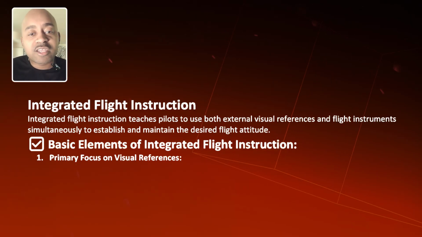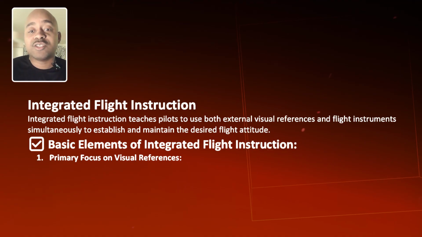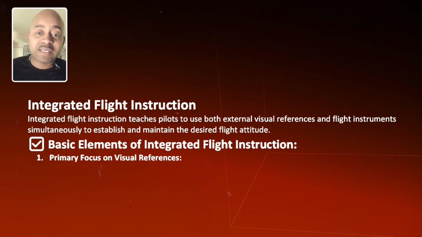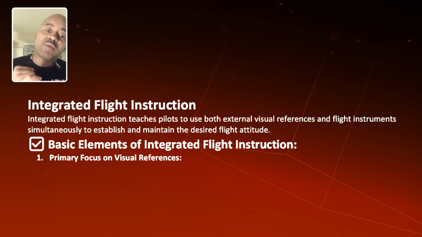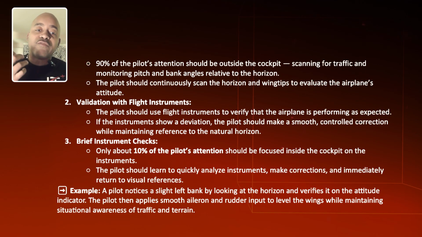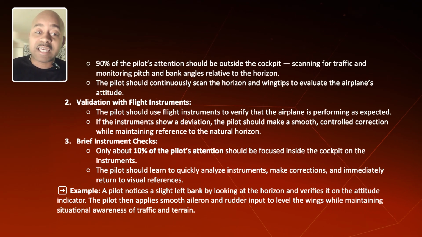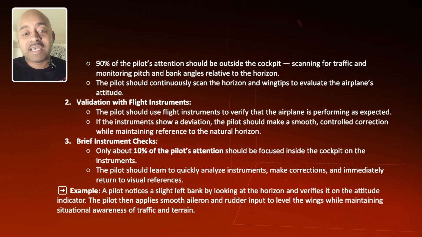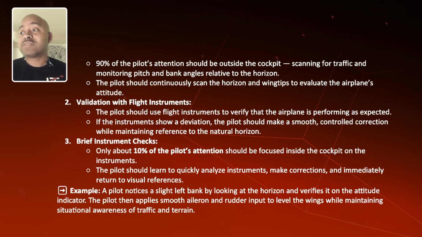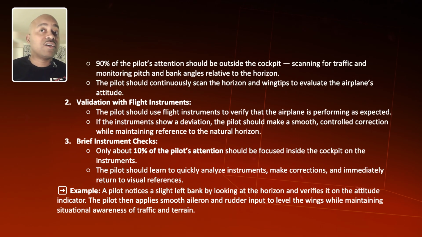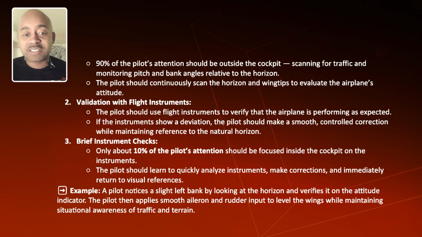So integrated flight instruction is what instructors are going to use to help you use both external visual references and flight instruments simultaneously, helping you establish and maintain your desired flight attitude. So part of this is primarily being able to learn how to focus on visual references. 90% of your attention should be outside the cockpit, scanning for traffic and monitoring the pitch and bank attitude angles relative to the horizon. So you should be looking outside most of the time, and that's how you're determining if the airplane is banking, if the airplane is pitching, etc.